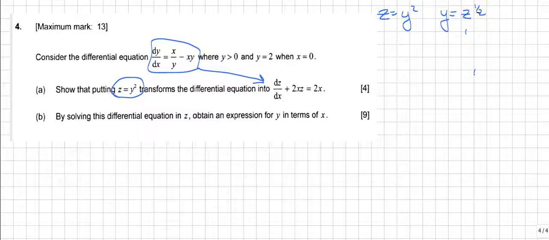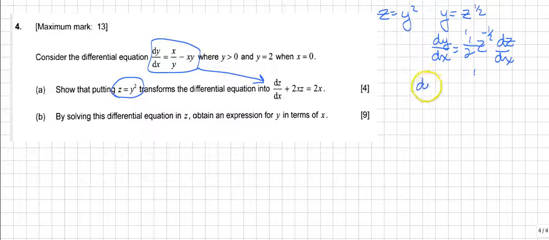And since I'm trying to get dz dx, I'm going to take the derivative of both sides of that last equation. So dy dx equals 1/2 z to the negative 1/2 dz dx. So that's implicit differentiation there. Let me clean it up a little bit. Dy dx equals 1/2 z to the 1/2 dz dx.